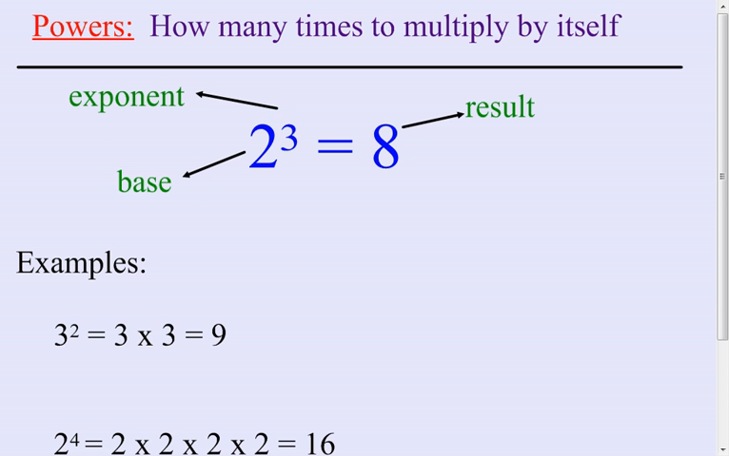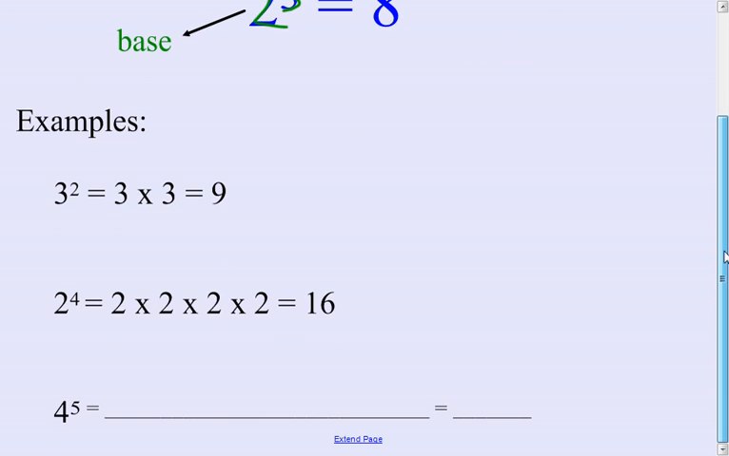All right. Then there's powers, which have to do with how many times you multiply something by itself. So in this particular example, I have the base 2, I have the exponent 3, and what that means is that I'm taking 2 times itself 3 times. So 2 to the third power really means 2 times 2 times 2. And when I take 2 times 2 times 2, of course I get 8 for an answer. 3 squared, of course, would be 3 times 3, which equals 9.